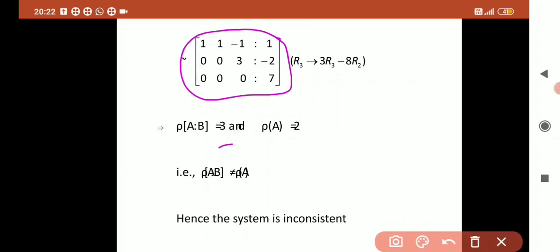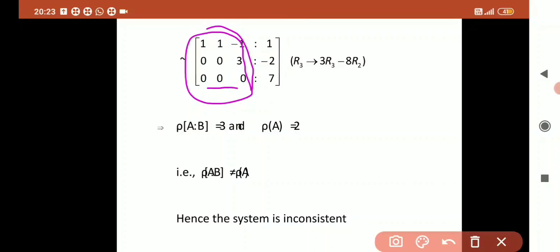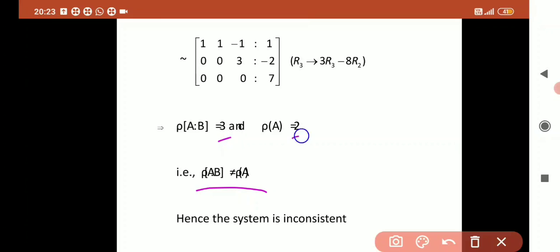And the rank of A is equal to 2 you will get here. While finding the rank of A, you have to consider only this much. In this we have the third row equal to 0. This row is 0. Therefore how many non-zero rows are there in this? There are only 2 non-zero rows. Therefore the rank of A is equal to 2. This is the concept. So the rank of A colon B is 3 and the rank of A is 2.